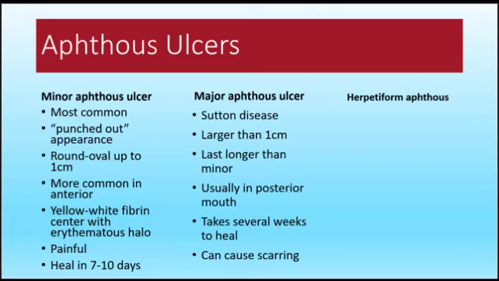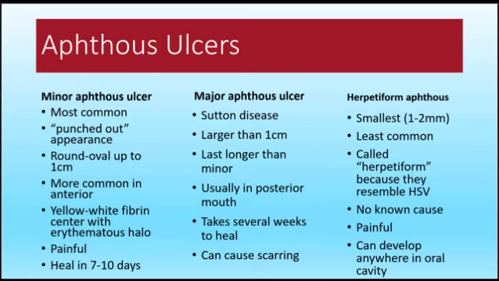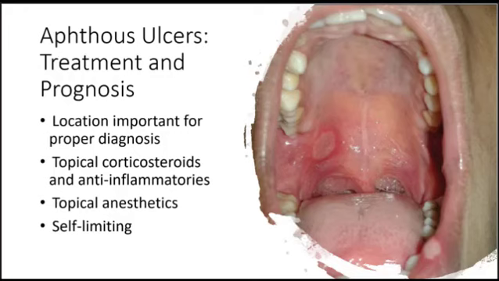Major aphthous ulcers are also called Sutton disease, and those are going to be larger than 1 centimeter, and they appear the same as minor aphthous ulcers, but they're usually going to be in the posterior of the mouth, and they last longer. They can take weeks to heal, and they can actually lead to scarring. Herpetiform ulcers are the smallest, and they're also the least common. They get their name because the appearance can resemble a herpes simplex outbreak, but they're not herpetic in nature at all. They are painful and they can develop anywhere in the oral cavity.